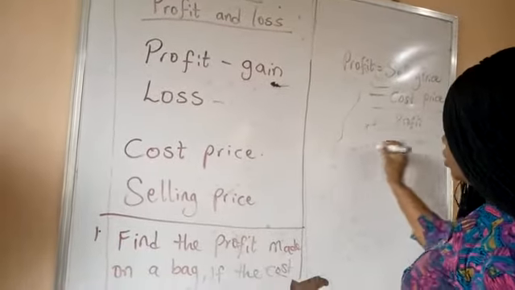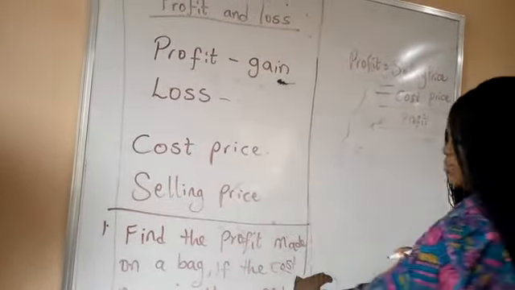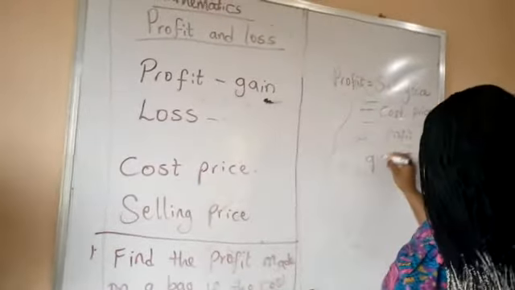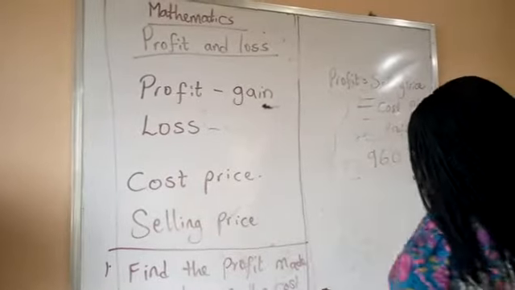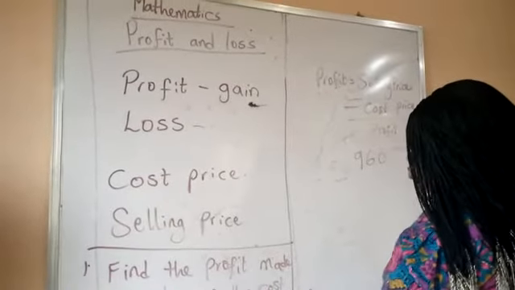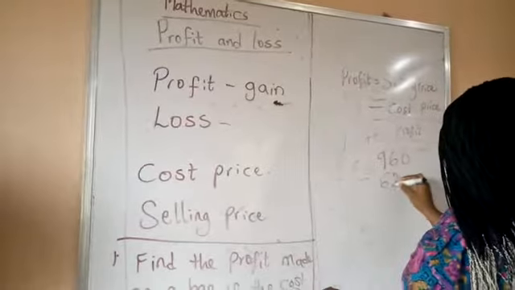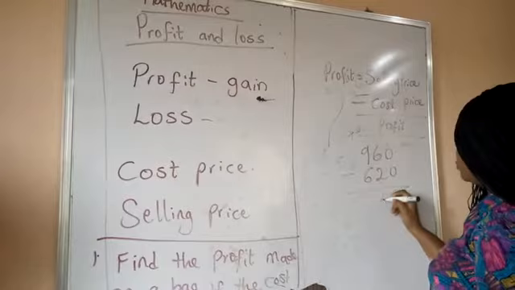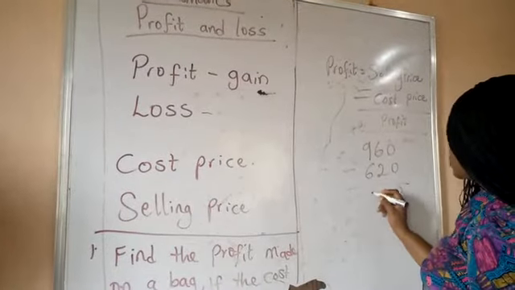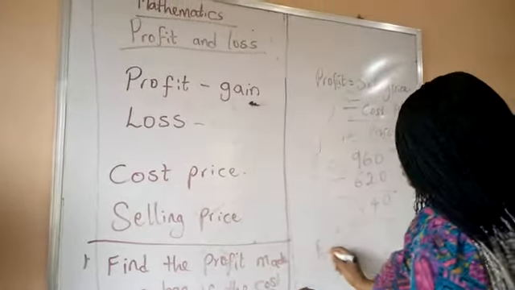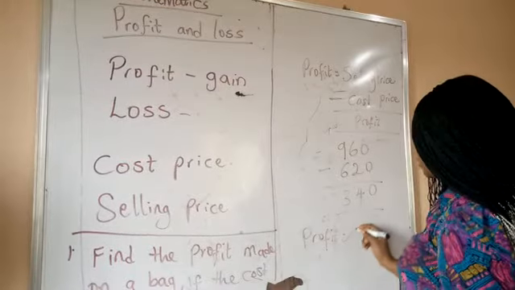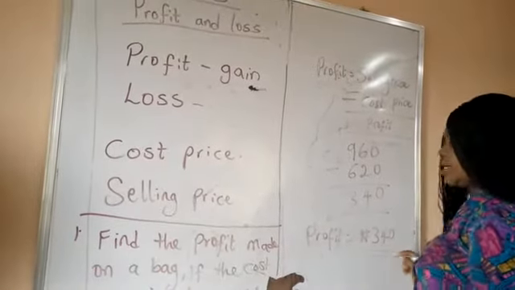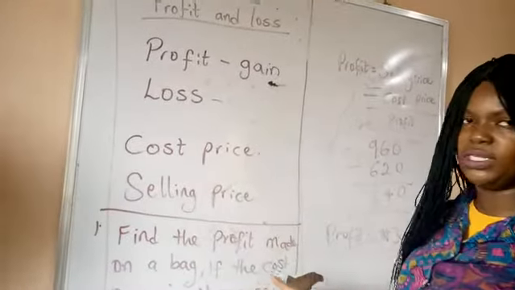So now, what's our selling price here? Our selling price is the amount you sell the goods, and that is 960 naira, minus what's the cost price? The cost price is the amount you bought the goods, which is 620 naira. So it's 0 minus 0 here. 6 minus 2, 4. 9 minus 6, 3. So our profit is 340 naira. And that's the profit made selling this bag.